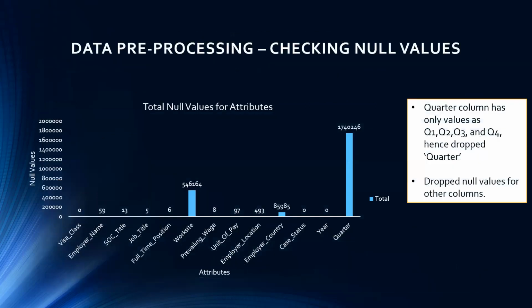Here is the pre-processing. I have checked which columns have null values. As we can see, the quarter column and the worksite column have a larger number of null values. Here I have dropped the null values from all the columns, and I have dropped the quarter column because quarter contains Q1, Q2, Q3, Q4, and I see it's not a requirement for my analysis.